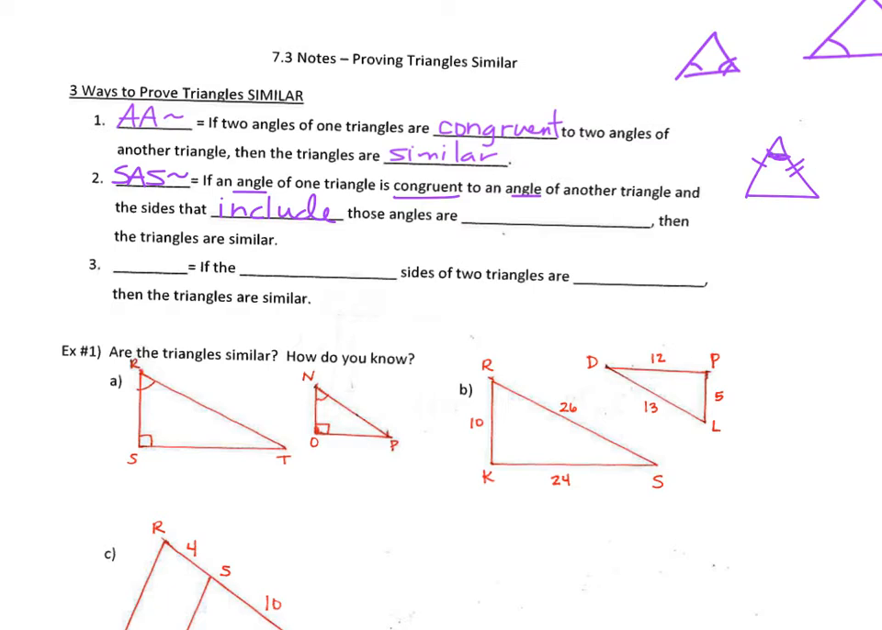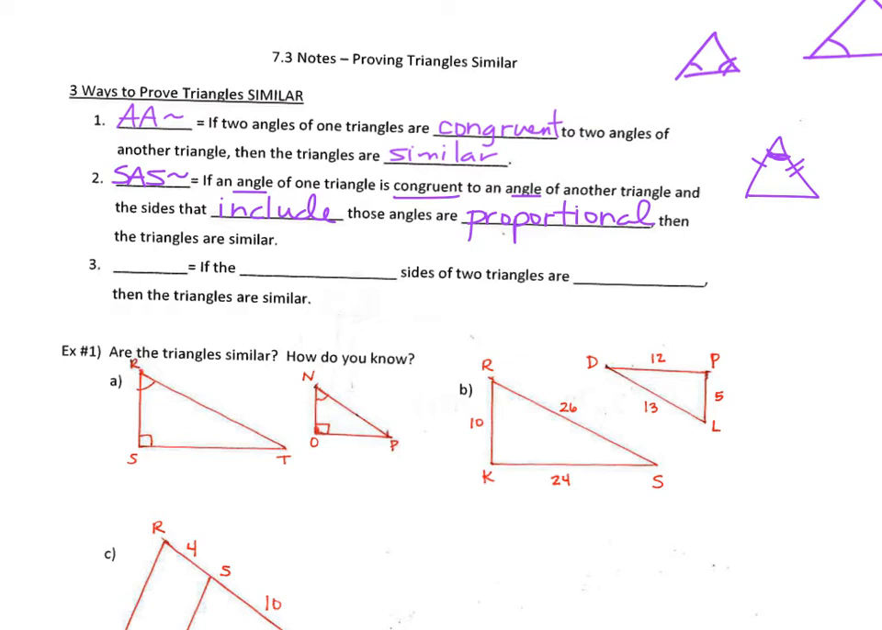Then those angles, that is not what it says. The sides that include those angles are proportional. Then the triangles are similar. So if you have proportional sides and congruent included angles, you'll have 2 similar triangles, okay?